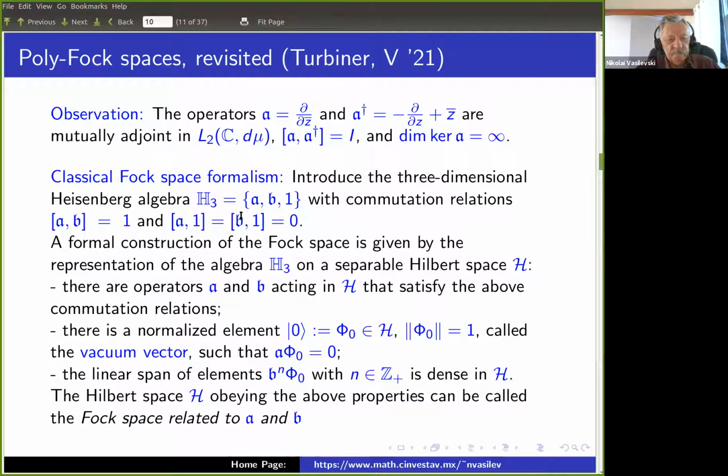Second, there is a normalized element. Physicists like to call it ket phi naught. This element of H has norm 1.